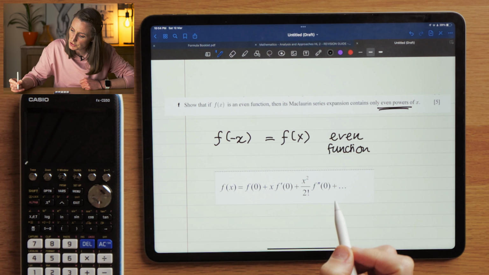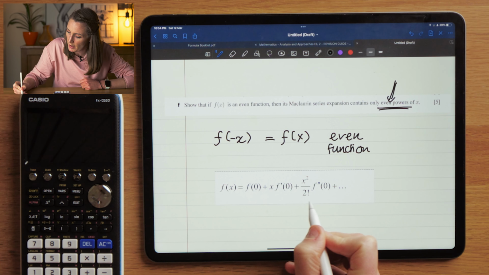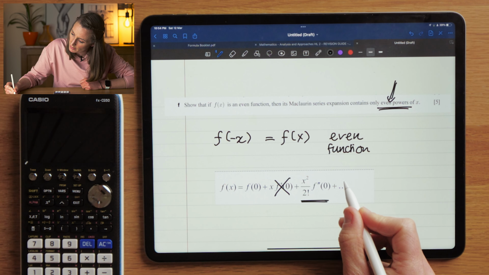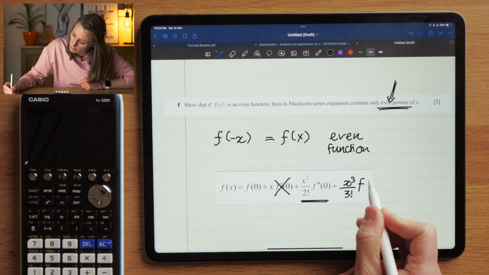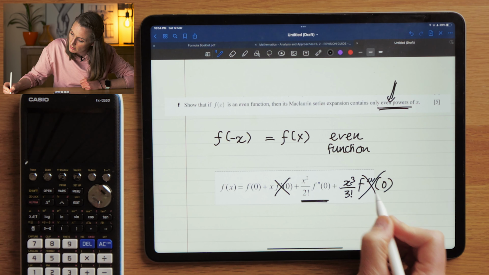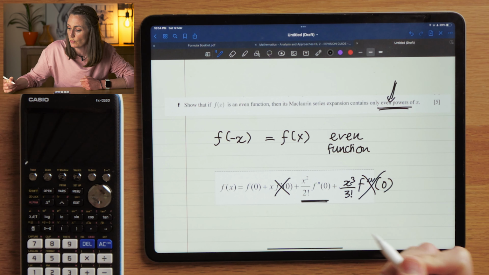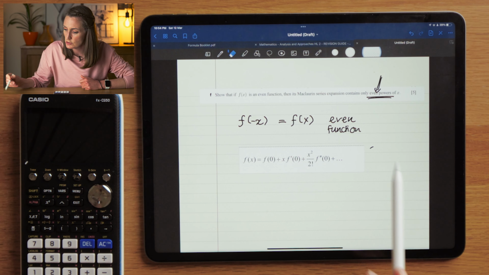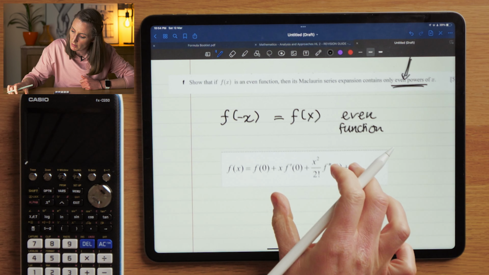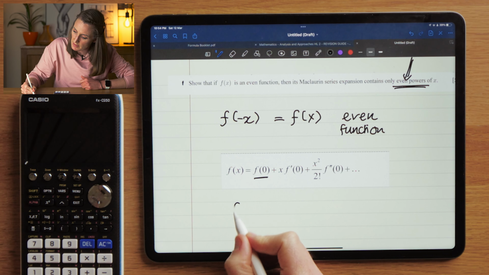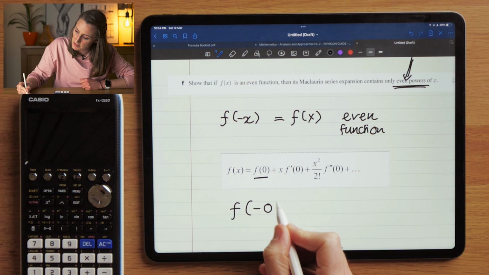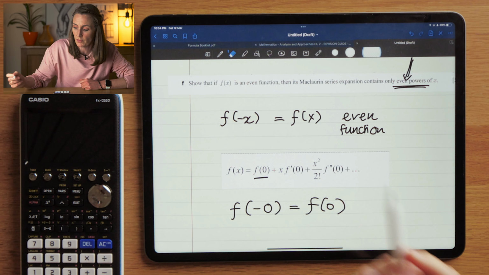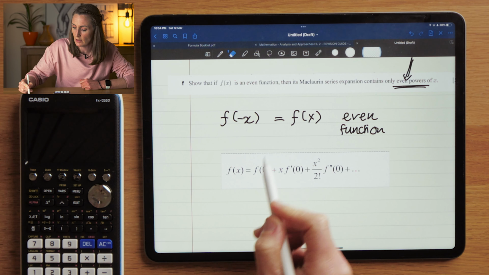Now in our situation, we are asked to show that it's got even powers only. So we're being asked to show that basically all these odd powers, for example x cubed over 3 factorial, third derivative, etc., should all disappear because they should all be 0. So we should only be left with the even powers. Let's try and prove this. So f of 0, would it still be there? Well, yeah, because f of minus 0 is equal to f of 0. So you can't say that it's 0. You can't actually work out what that is, but that's definitely not 0.